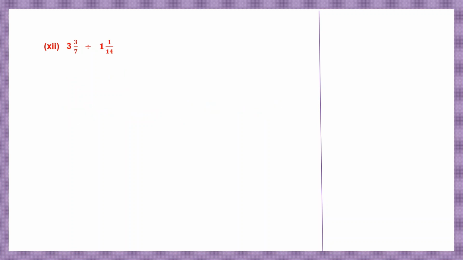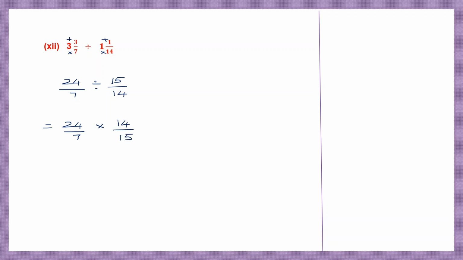Question 12. 3 3 by 7 divided by 1 1 by 14. So here first let's convert. 7 3s are 21 plus 3 is 24. So 24 by 7 divided by, let's convert here, 14 1s are 14 plus 1 is 15. 15 by 14. So this is 24 by 7. Division changes to multiplication. 15 by 14 will be 14 by 15. We are writing the reciprocal.